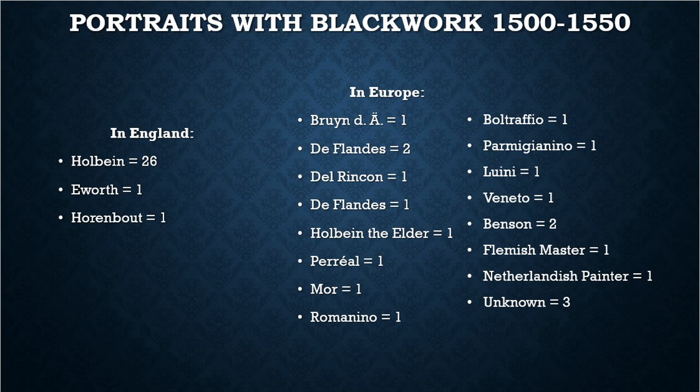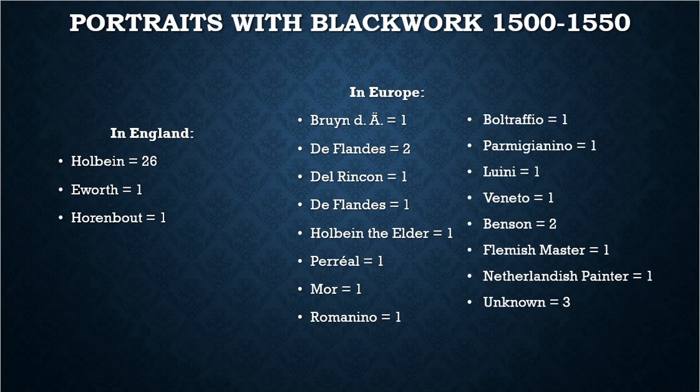As far as other artists during this time that were in Europe but not in England, there are different artists here, such as Holbein the Elder, Romanino, and others, Benson. There are some that just simply say Flemish master or Netherlandish painter.